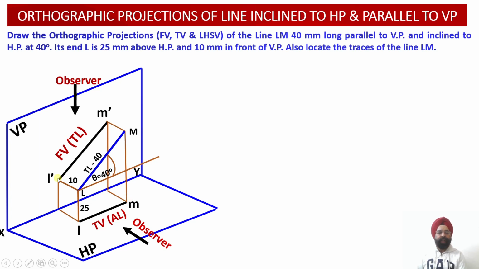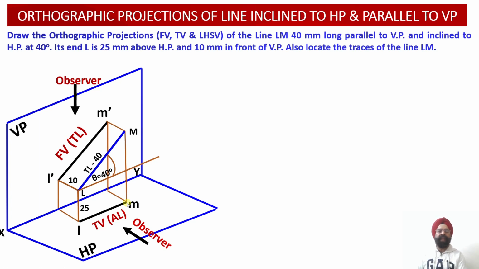Once we draw these two construction lines corresponding to the point L, we will be able to obtain the correlation between the front view projections and the top view projections corresponding to the point L. Similarly, once we draw these two projection lines for point M, we will be able to establish the interrelationship between the front view and the top view projections of this particular point M over here.